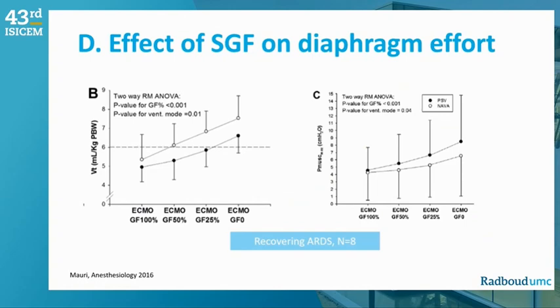Of course, you can modulate respiratory drive using extracorporeal CO2 removal, very nicely shown by the group of Tommaso Mauri, changing gas flow during ECMO. You can see the higher the gas flow, the lower the tidal volume, the lower the pressure generated by the muscles. But I don't think this is very feasible in clinical practice.